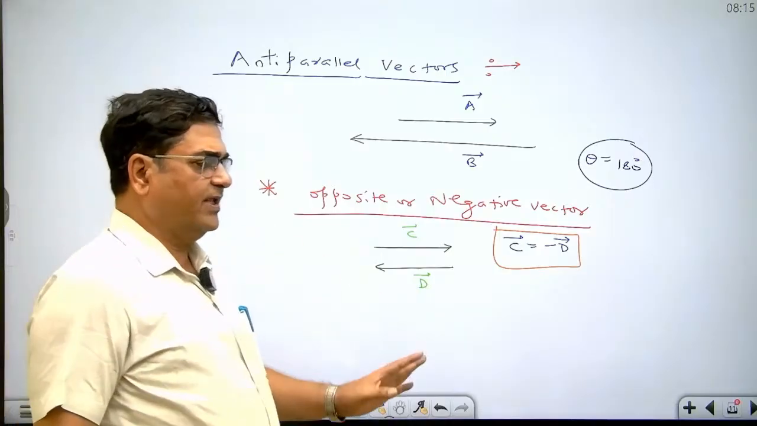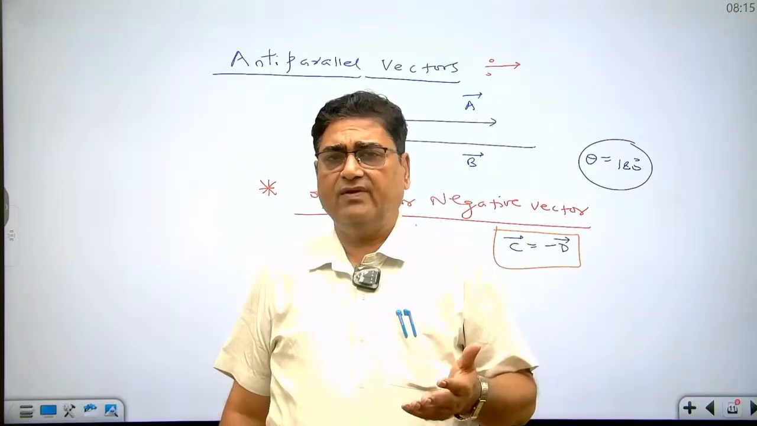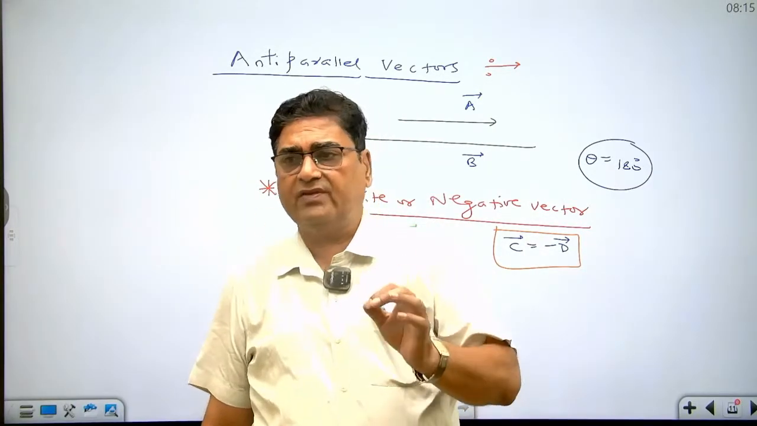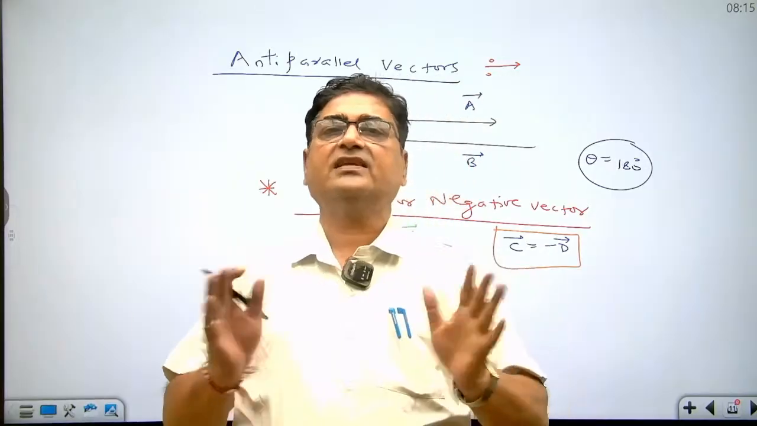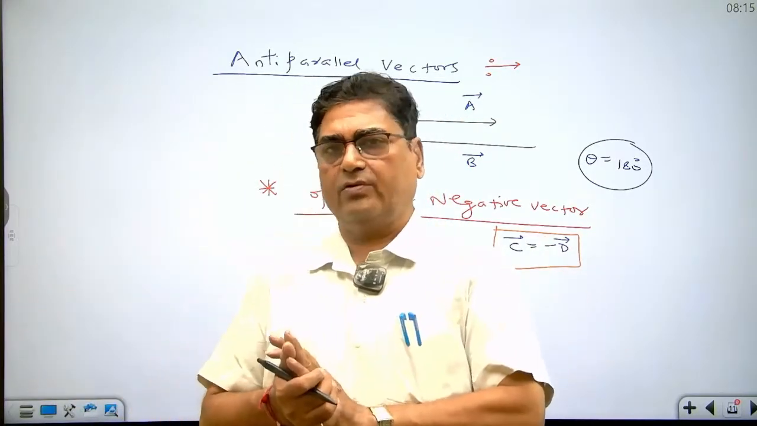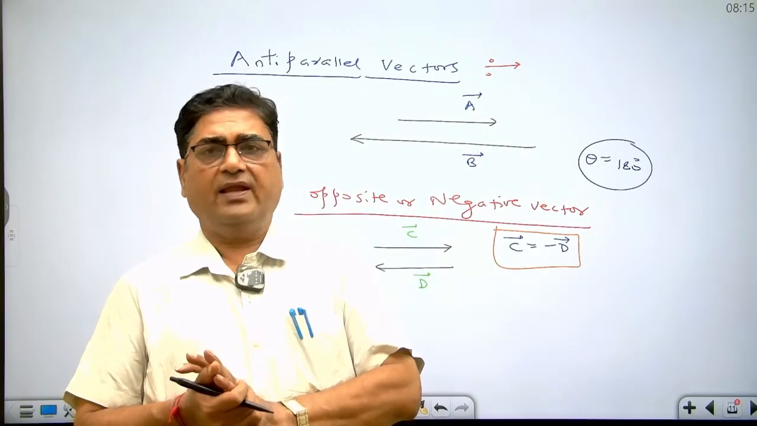Now dear student, what is collinear vector? All parallel vectors, equal vectors, opposite vectors, anti-parallel vectors are a set of collinear vectors. Collinear vector means vectors which are in the same line, maybe parallel or maybe anti-parallel. Hope you understood collinear vector, parallel vector, and anti-parallel vector.